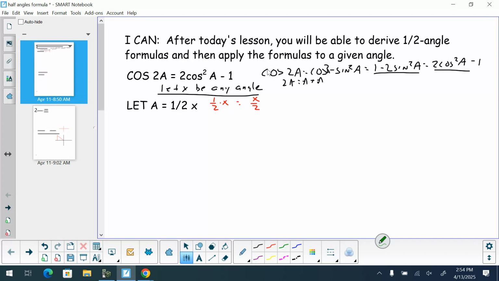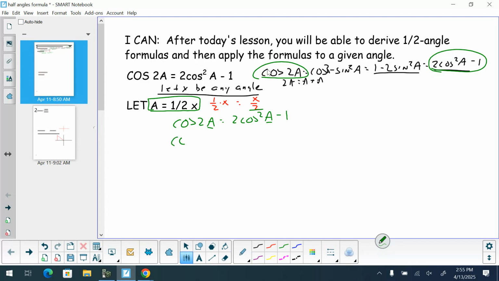The first one we're going to look at is the cosine of 2a equal to 2 cosine squared a minus 1. That's one of the formulas that we developed yesterday with our double angle formulas of the cosine. And we're going to let a equal this 1/2 x, or x over 2. Once again, it does not matter. So wherever I see an a here, I'm going to put in this x over 2.